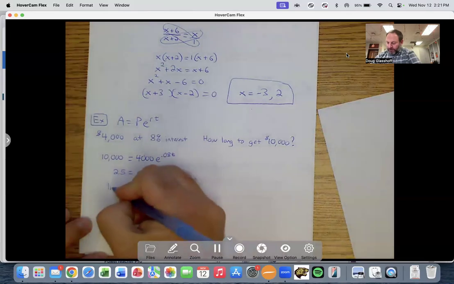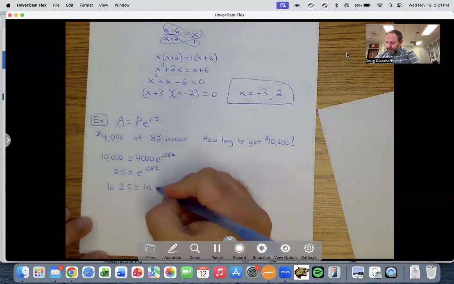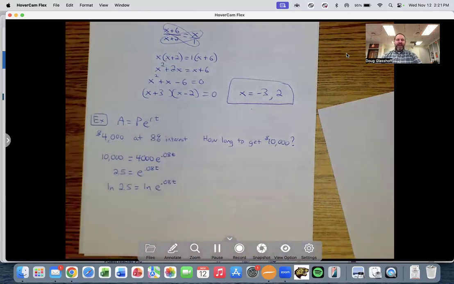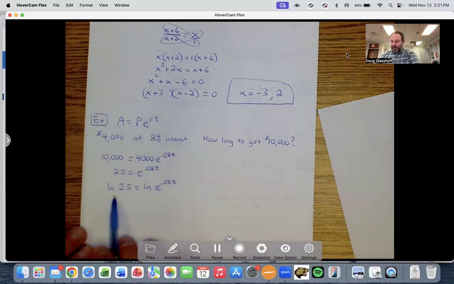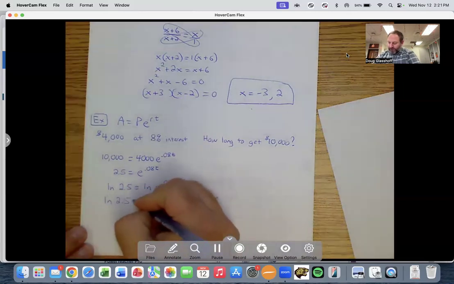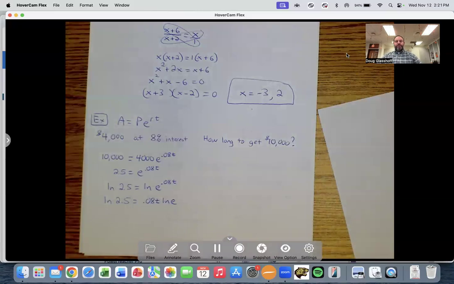So I'm going to take the natural log of both sides. Again, you can do common logarithm. That's fine. But a lot of times it works out better if you use natural log because we already have an e in the problem. All right, again, the reason I want to do that, I took the natural log of both sides, is now I can bring this whole power down out front. So I have natural log of 2.5 equals 0.08t times the natural log of e.